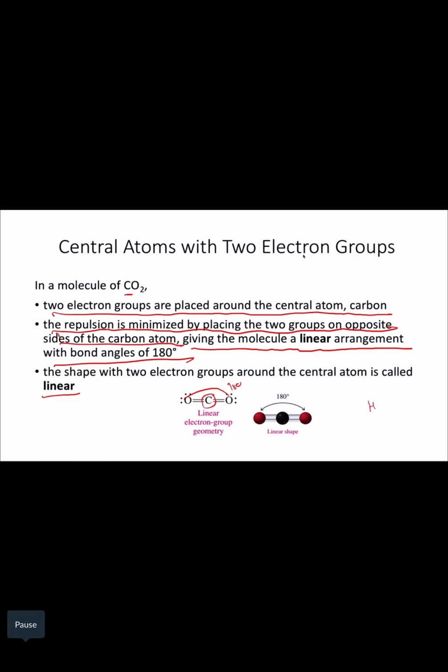Remember I talked about why Lewis-Dot structure is a good structure to draw water, but it is a problem because water is not linear. And we'll talk about what geometry water actually has.